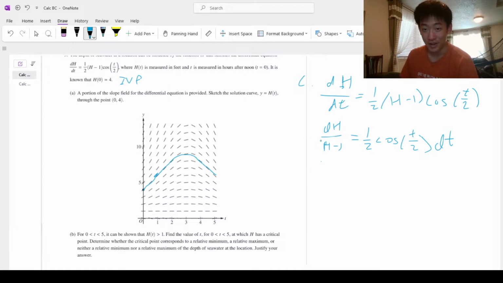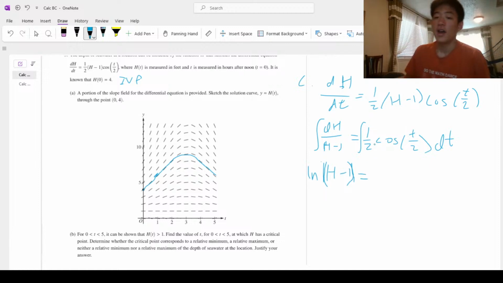Okay, so now you want to integrate both sides because you have the variables all on the same side. Over here, h minus 1 is a linear function, so the antiderivative of 1 over it is a natural log function. So the natural log of the absolute value of h minus 1, but we're given that h is always greater than 1, therefore this part here is always positive. We don't need the absolute value, we can just put parentheses. This equals here. You can do a u-sub, but it's so simple inside the function that you can just think, what's the antiderivative of cosine?